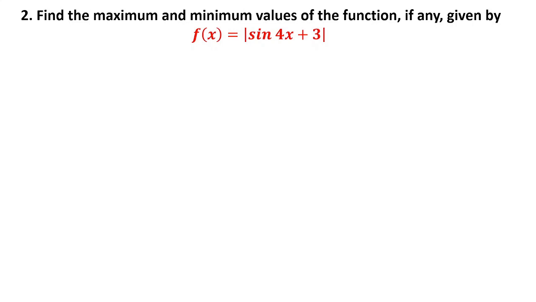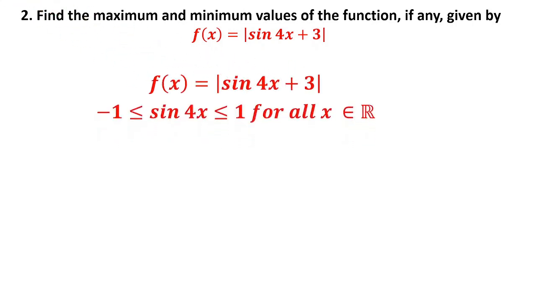Let us move on to question number 2. Find the maximum and minimum value of the function, if any. f of x is mod sin 4x plus 3. Let us try to solve the problem by making use of the property of the trigonometric function and the property of modulus. Okay, f of x is modulus of sin 4x plus 3.